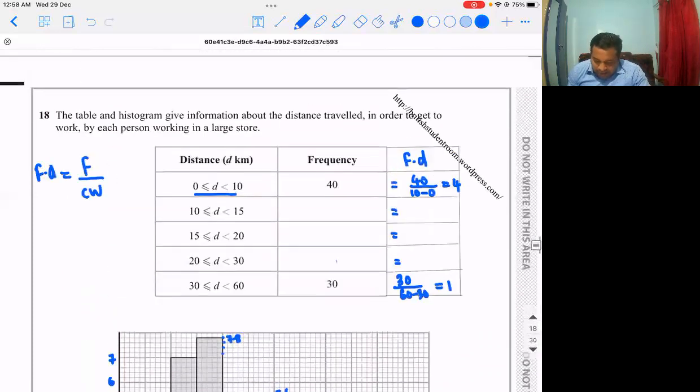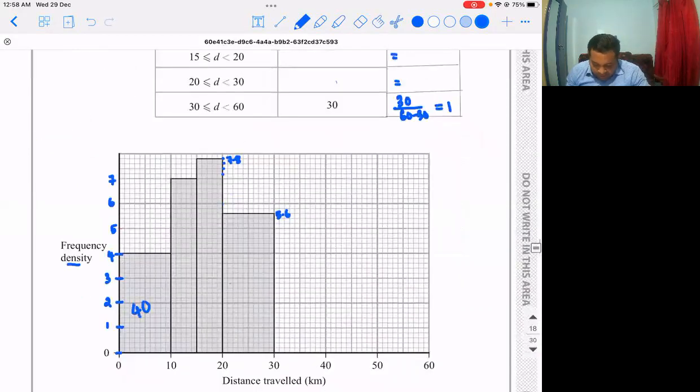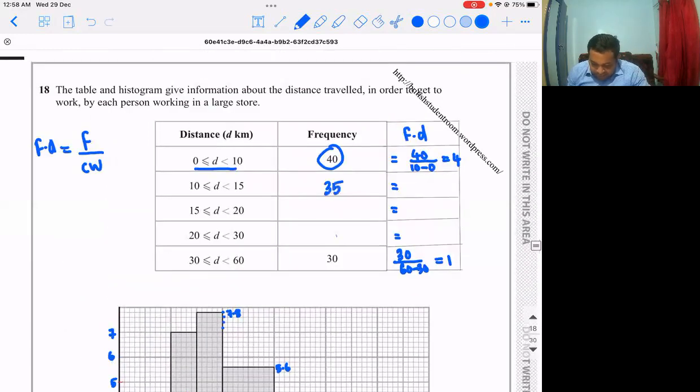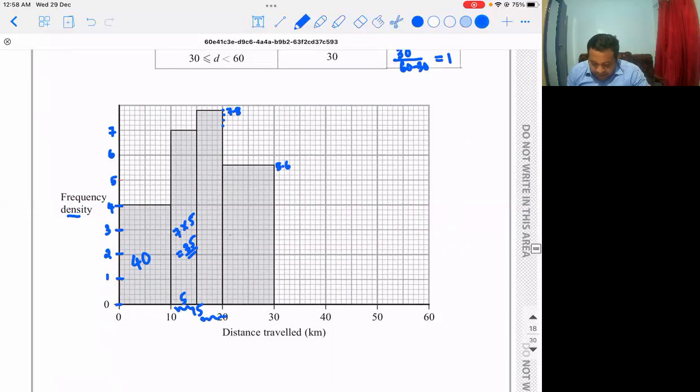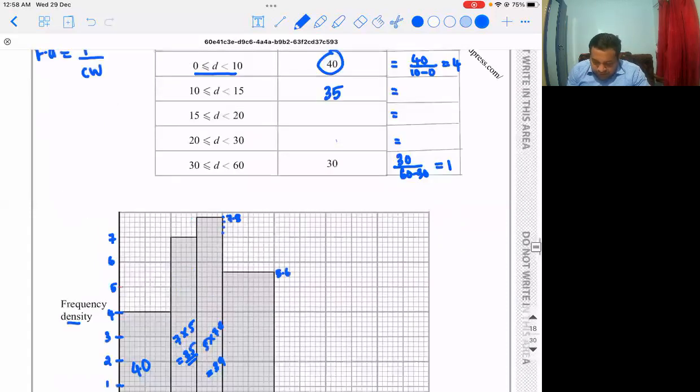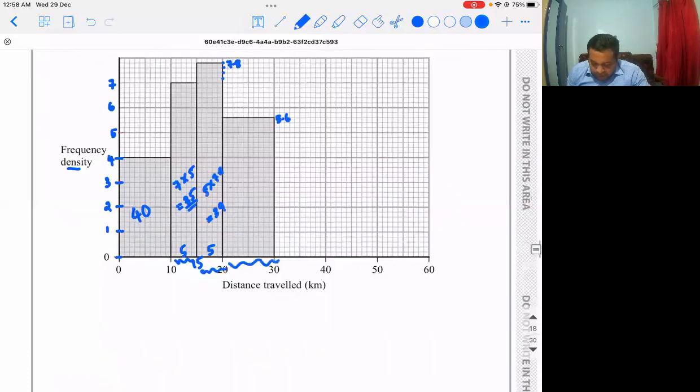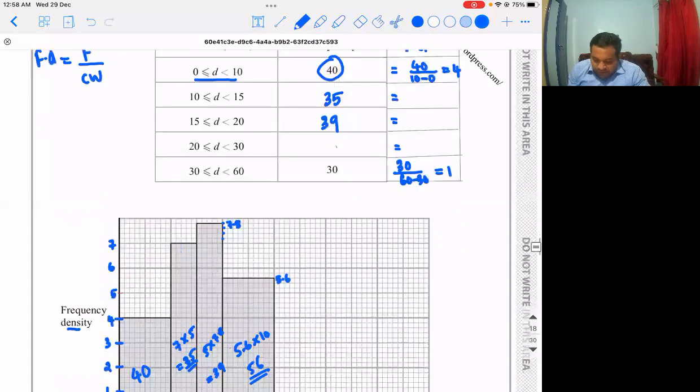This frequency, that means 0 to 10, is given as 40, right? So this area definitely is 40. So this is 20. This is 15. 10 to 15, right? So in between 10 to 15, this frequency density is 7. So 7 multiplied by this difference, which is 5. 7 times 5 is 35. So we can place it here as 35. The difference between 15 to 20 is also 5. So here 5 multiplied by 7.8 is 39. And this difference is 10, and this is 5.6 multiplied by 10. That will give us 56.